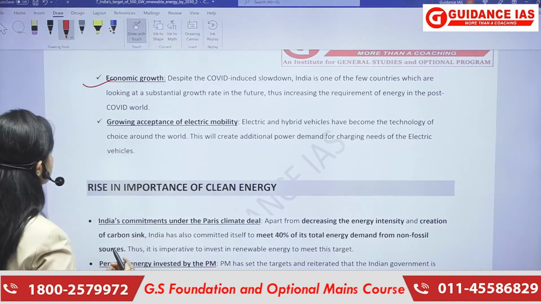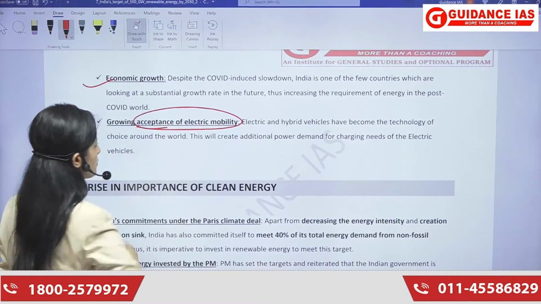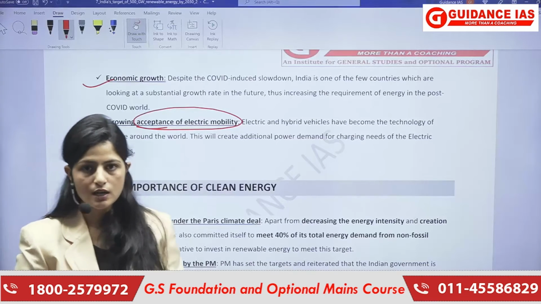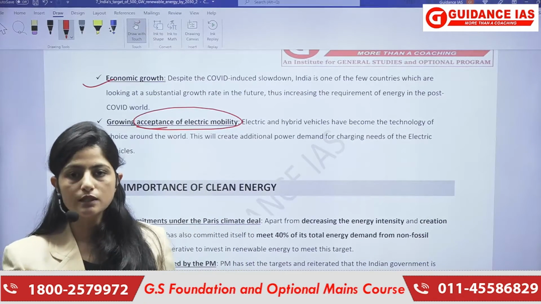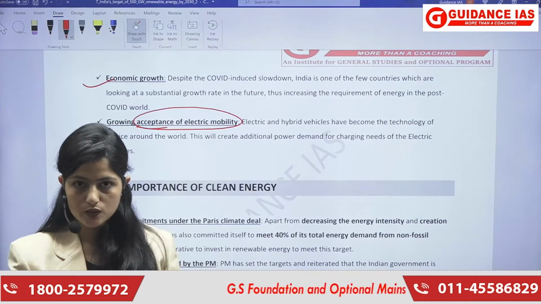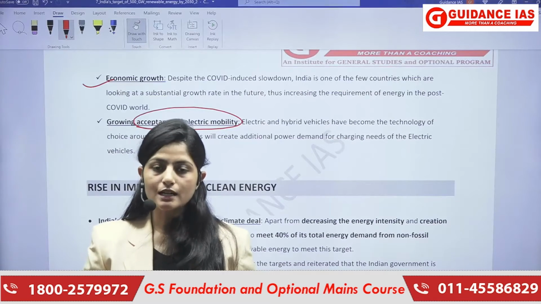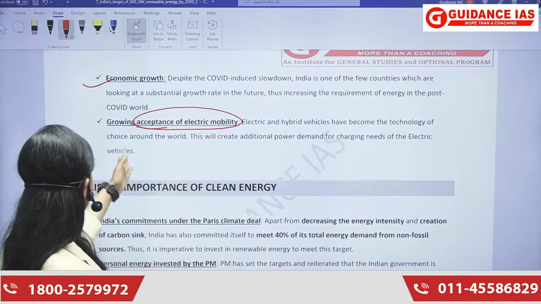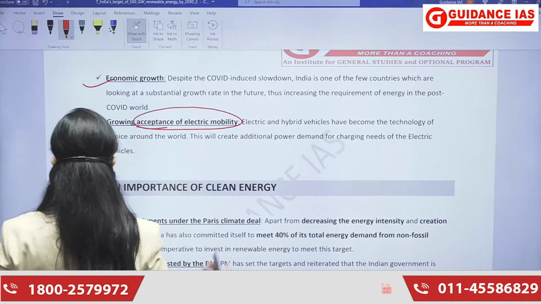The next was acceptance of electric mobility. Why are we accepting electric mobility? See, because it is not just efficient as a technology, but it is also sustainable. And mind you, sustainability is the most important factor here, because we really need to do something to protect our environment and the climate. So we are accepting electric mobility because it is sustainable and, of course, efficient.